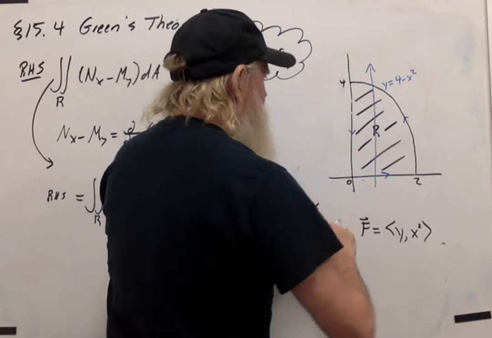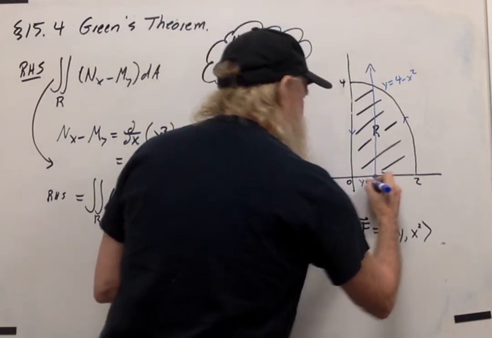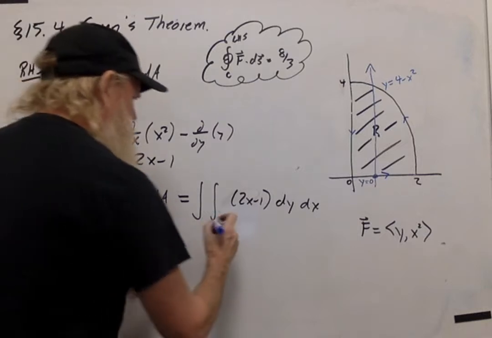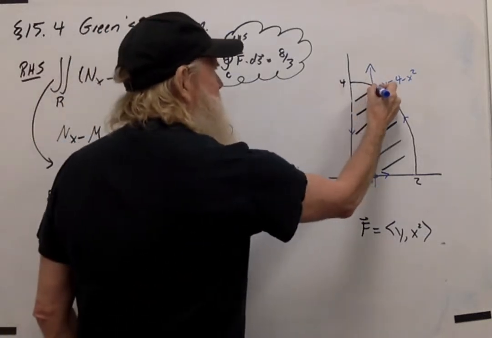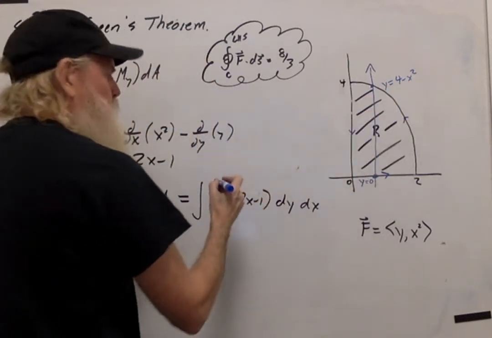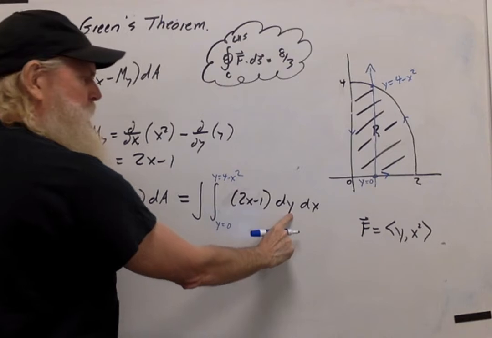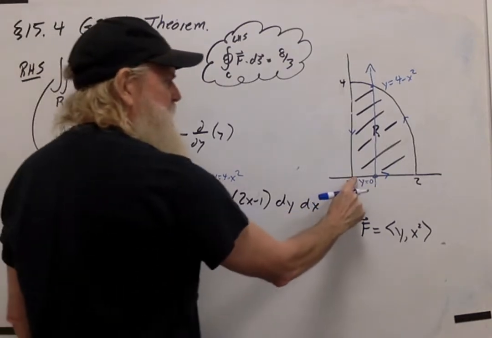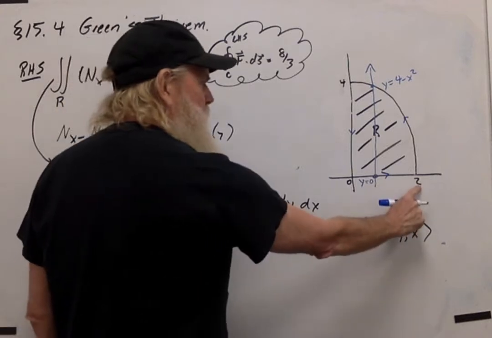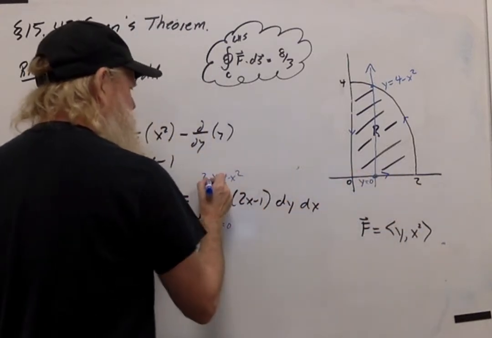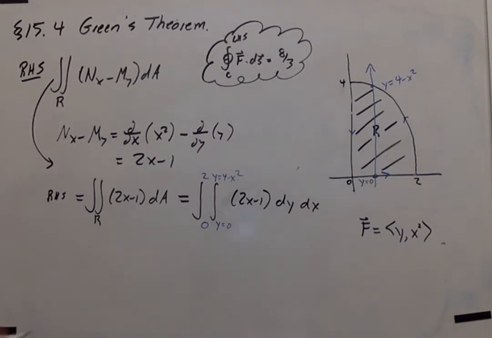Now coming in from the bottom, this segment enters on y equals 0. So my lower bound for y is y equals 0. And it exits on the parabola, y equals 4 minus x squared. So those are my bounds for y. And for x, I go from the smallest value of x in the region, which is x equals 0, to the largest value of x, which is 2. So this is the integral we need to carry out.